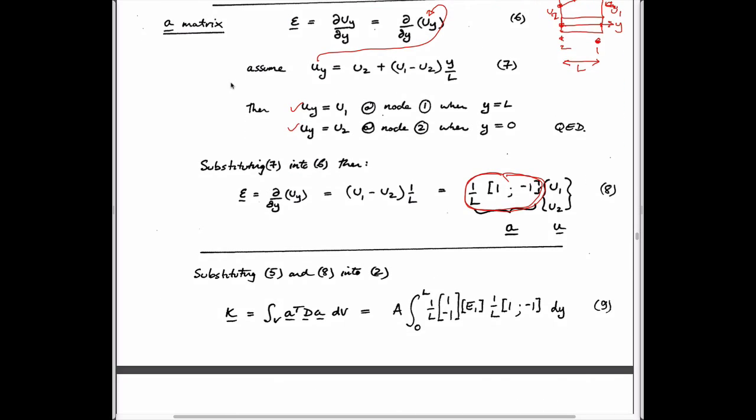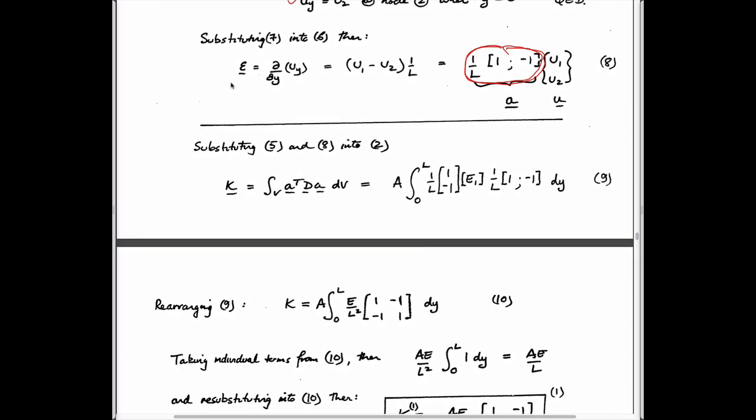And if we do that, then we can just substitute those components in. This becomes 1 over L, 1, minus 1. This becomes the transpose of that, which is 1 over L, 1, minus 1. This becomes modulus, which is just what's written out here.